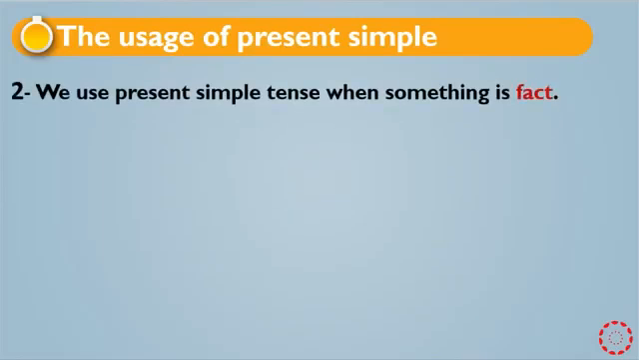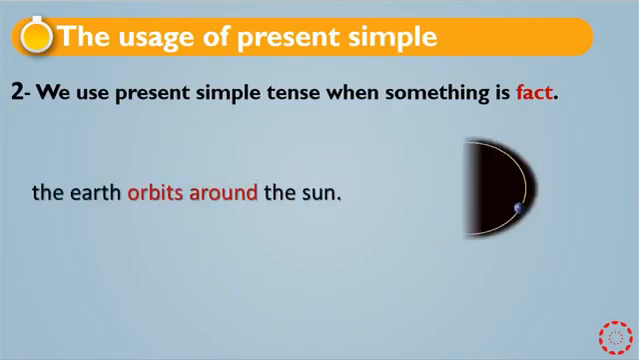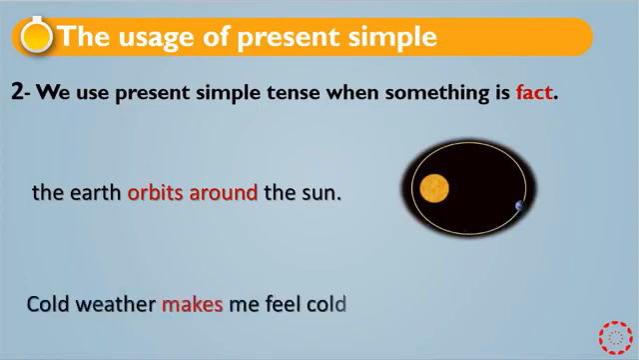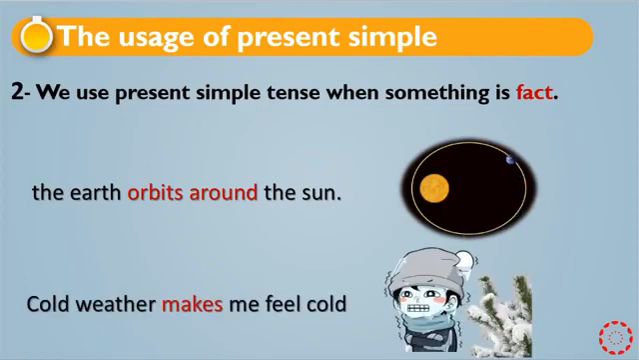Also, we use present simple tense when something is a fact. When you are talking about something factual or true, we also have to use present simple. For example, the earth orbits around the sun. So this is a fact and it's true. Cold weather makes me feel cold. Again, this is a fact.